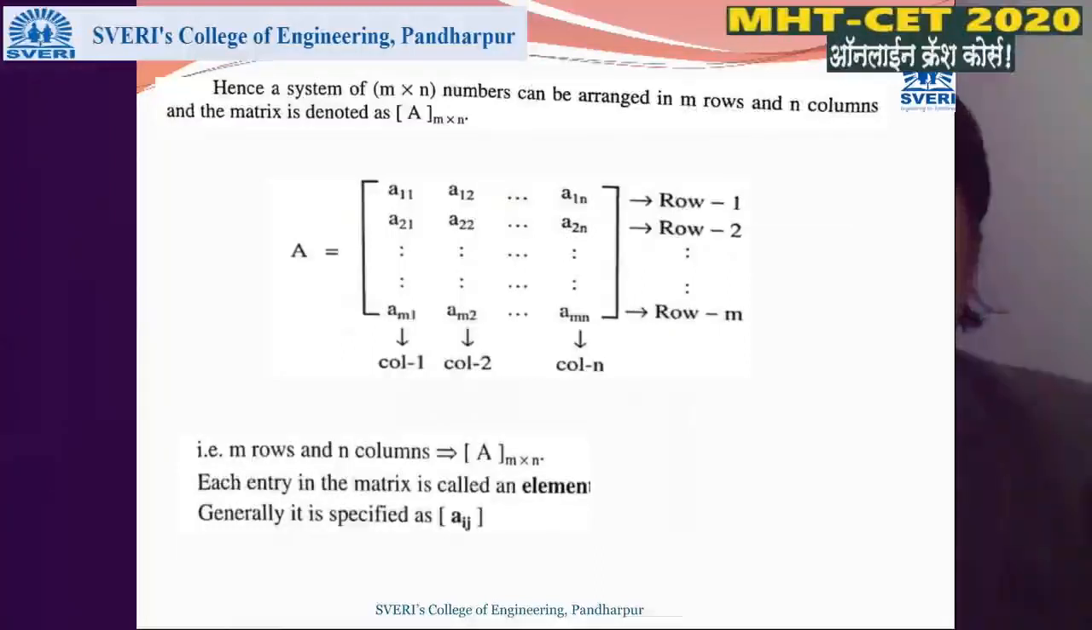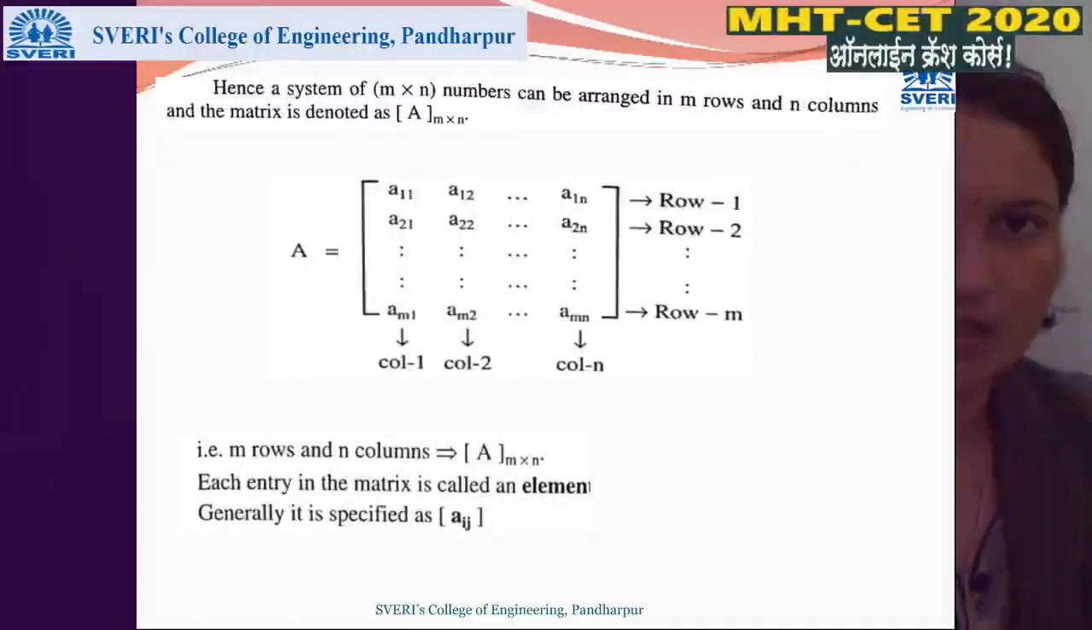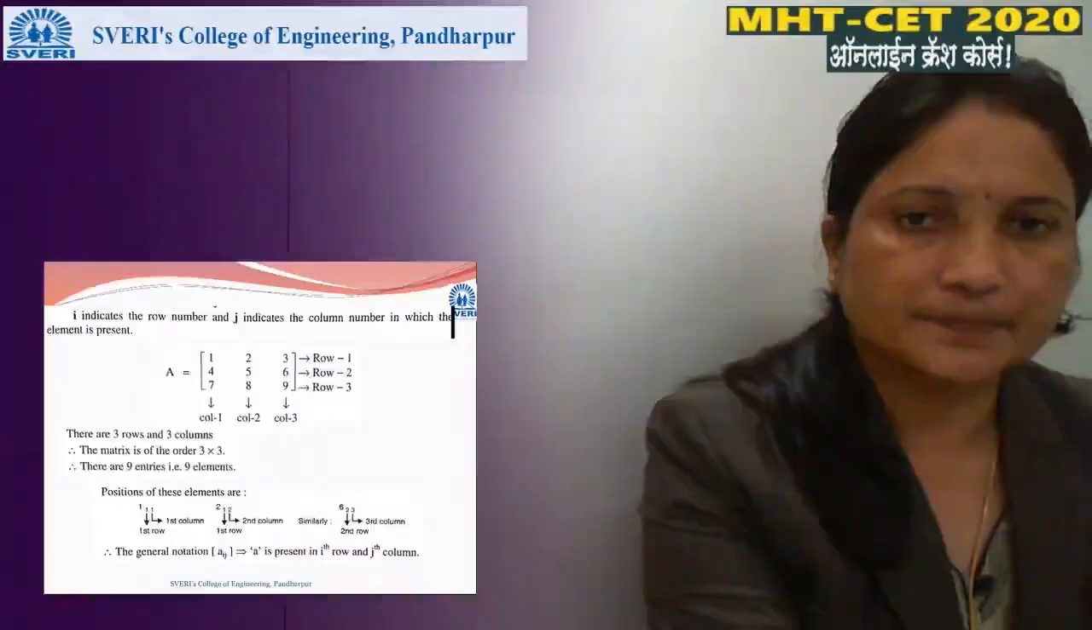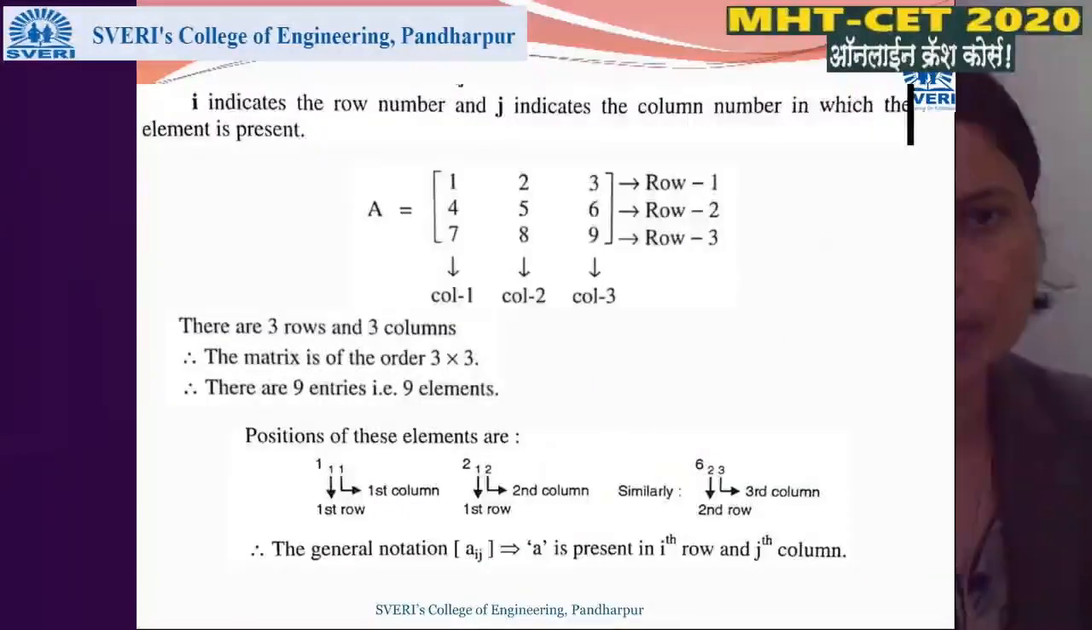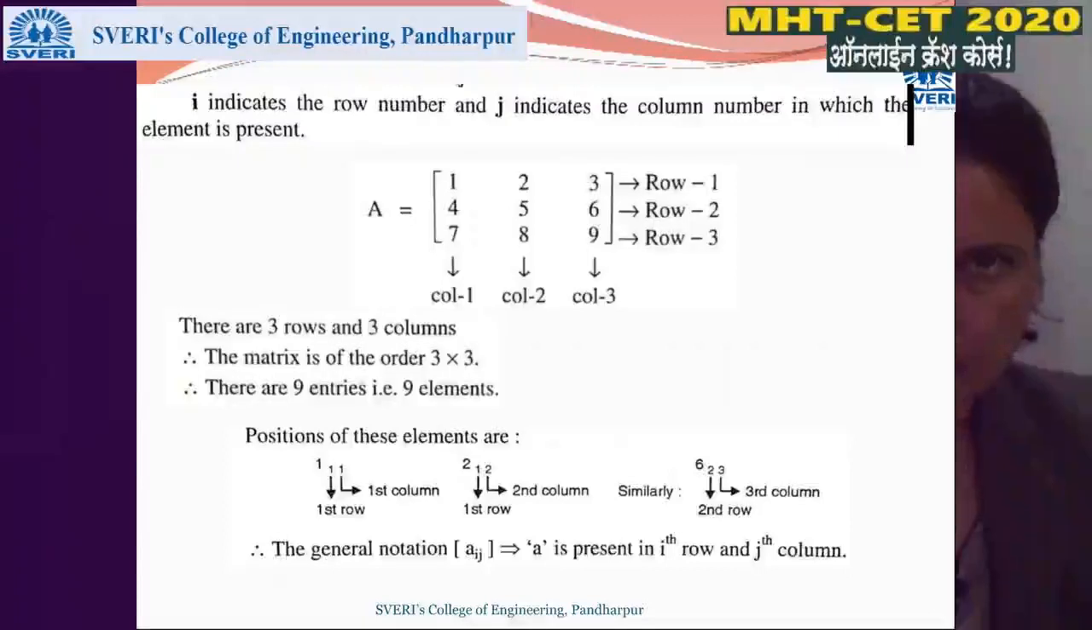Each entry in the matrix is called an element. Generally it is specified as Aij. So what is meant by i and j? Here i indicates the row number and j indicates the column number in which the element is present.